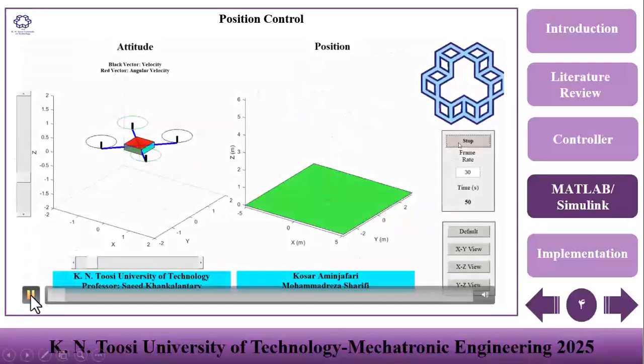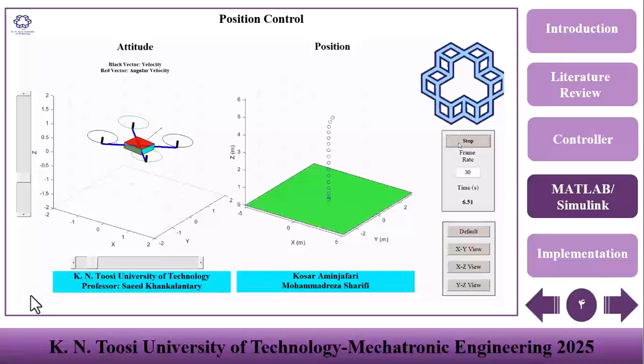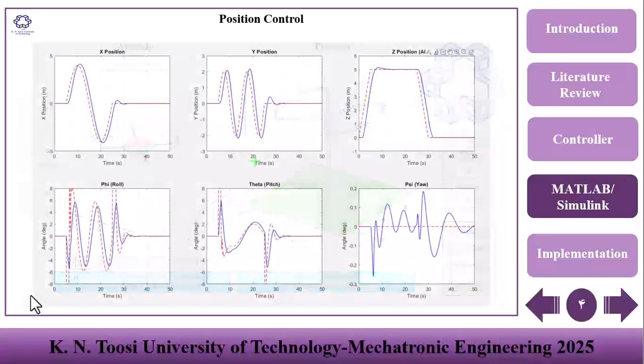Here we see the quadrotor tracking a 3D trajectory in simulation. The results show that the system maintains stability while following the desired path. These plots compare the desired and actual response for position and angles. The results confirm good tracking performance with small errors.